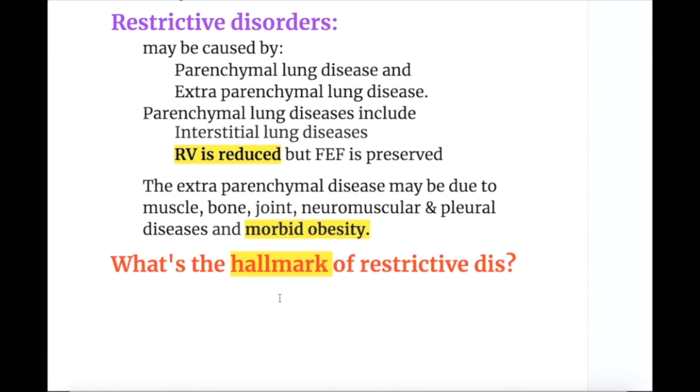Now, restrictive disorder. Restrictive disorder may be caused by parenchymal lung diseases and by extraparenchymal lung disease. The parenchymal lung diseases include interstitial lung diseases. In them, the RV is reduced but FEF is preserved. The extraparenchymal diseases may be due to muscle, bone, joint, neuromuscular and pleural diseases and morbid obesity.